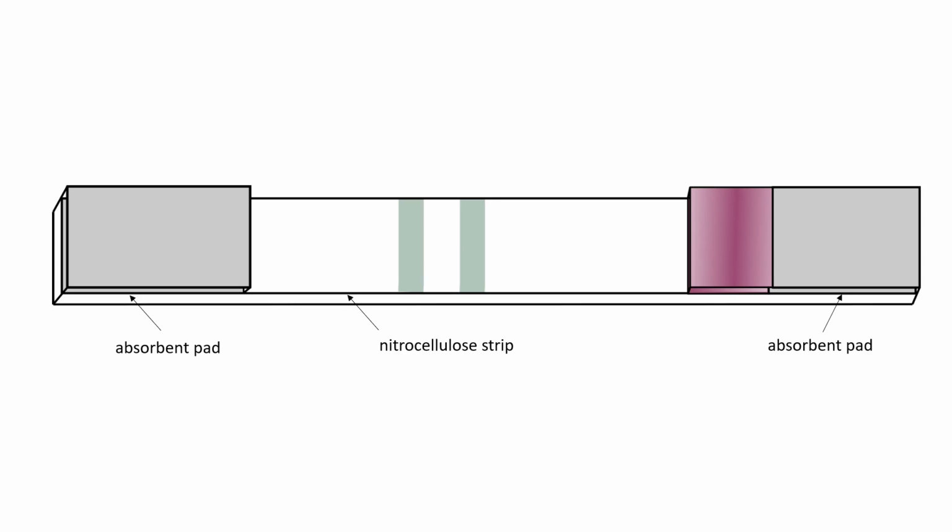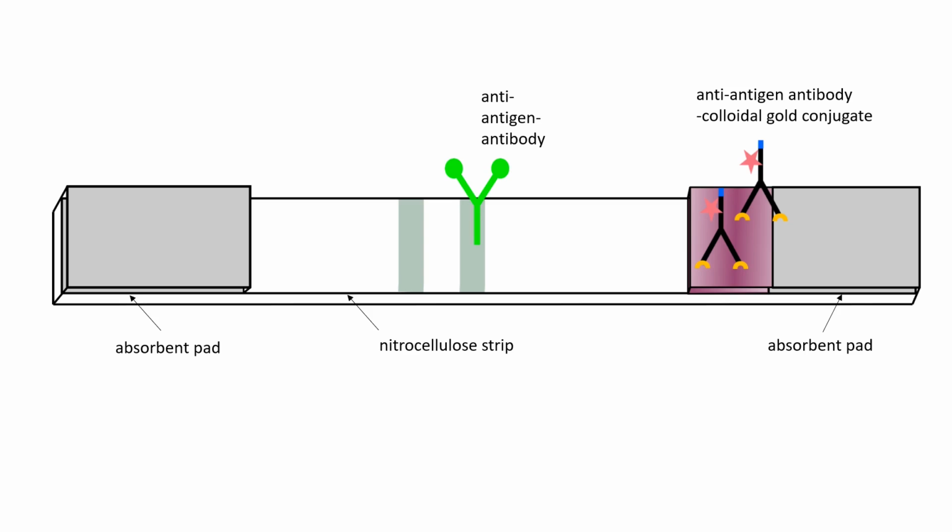The purple pad that you see here contains what we call the conjugate. The conjugate is an antibody coupled to the colloidal gold particles. Colloidal gold is a suspension of small particles that have a purple, not golden, color. In antigen detection RDTs, the conjugate is an anti-antigen antibody that is coupled or bound to colloidal gold, which gives it the purple color. On the test line, what we find is an anti-antigen antibody. And on the control line, we find an antibody against the conjugate.